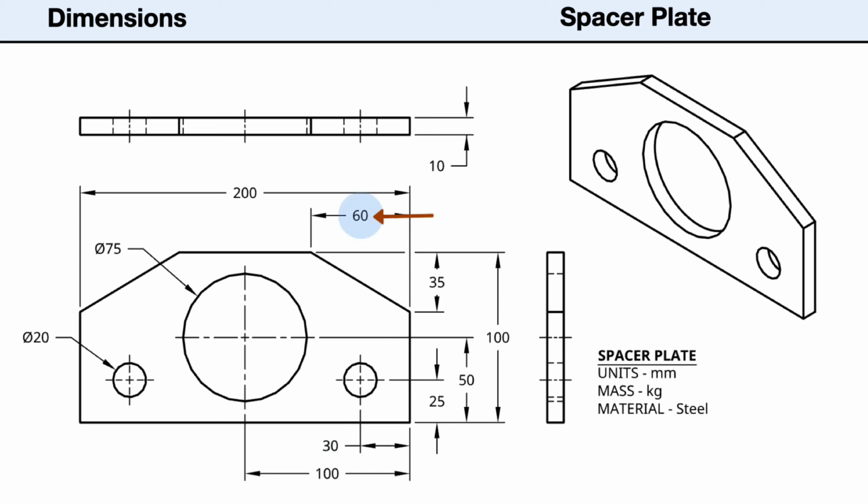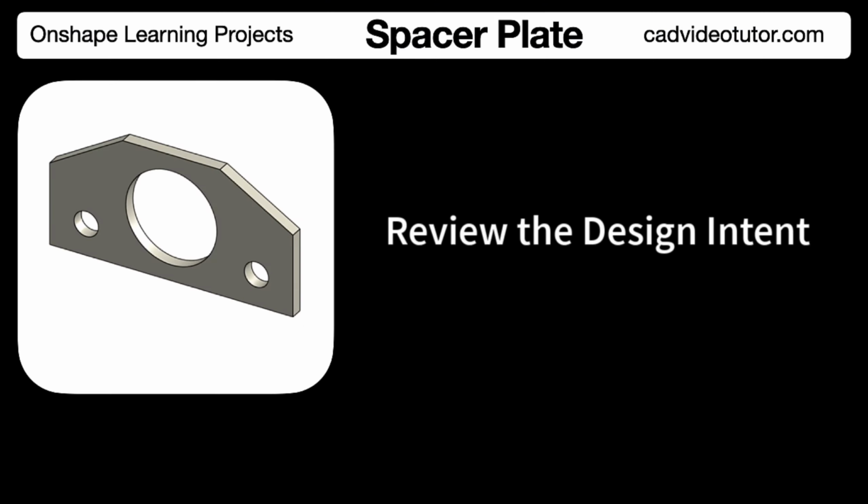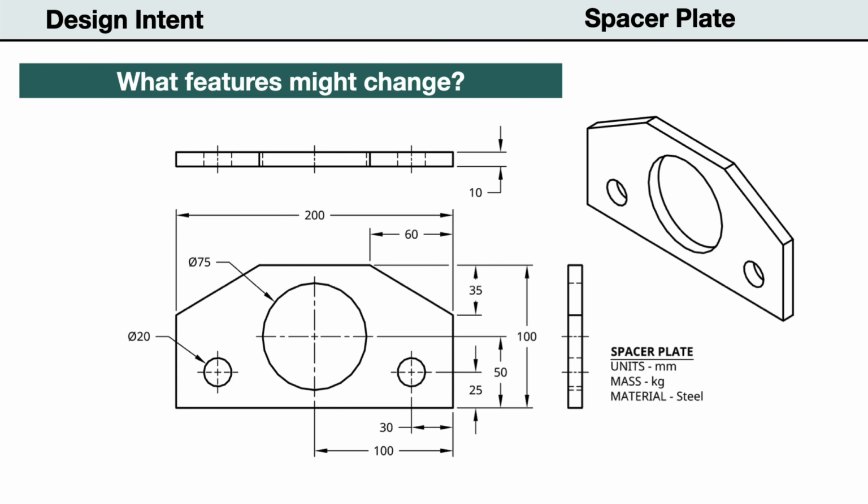The chamfer on the top corner starts 60 millimeters from the outside edge and ends 35 millimeters below the top edge. It is noted that the material is steel, and the mass units are set to kilograms. Before we model the part in Onshape, we have to establish our design intent. For this project, we intend our model to be flexible to possible design changes and update predictively without errors.